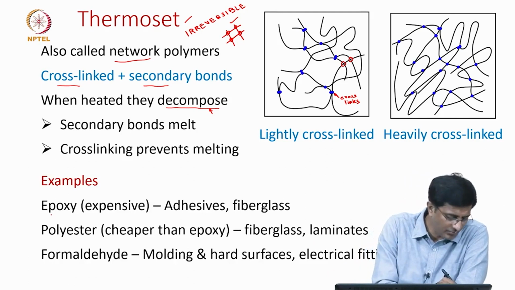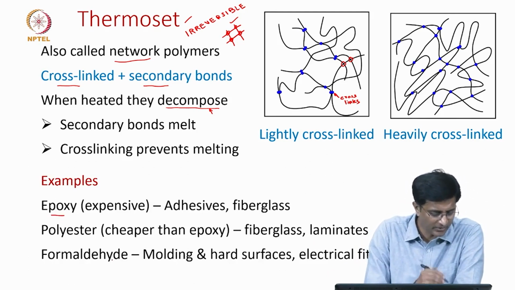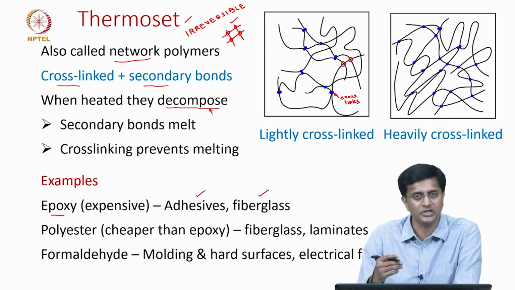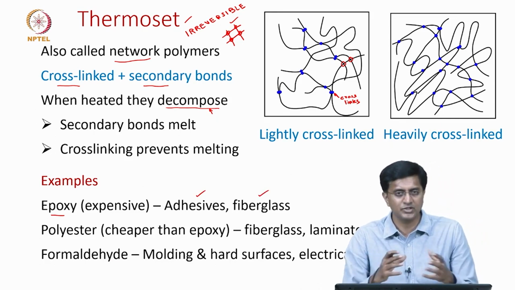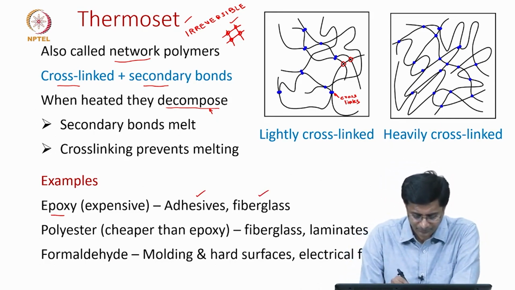So, epoxy is a very commonly used thermoset. These are slightly expensive compared to other polymers. These are mostly used in adhesives and FRPs, like the fiber reinforced plastics. So, these are used as the matrix materials for reinforcing the fibers, which are commonly called as fiberglass as well.